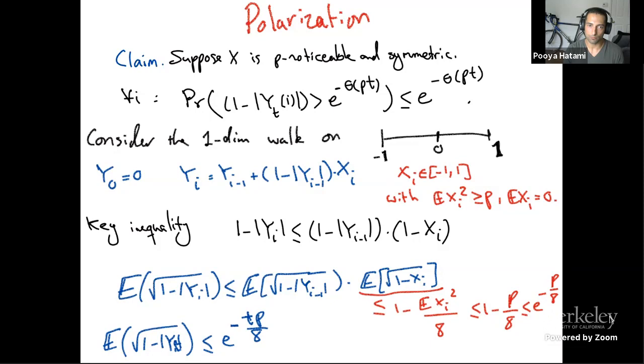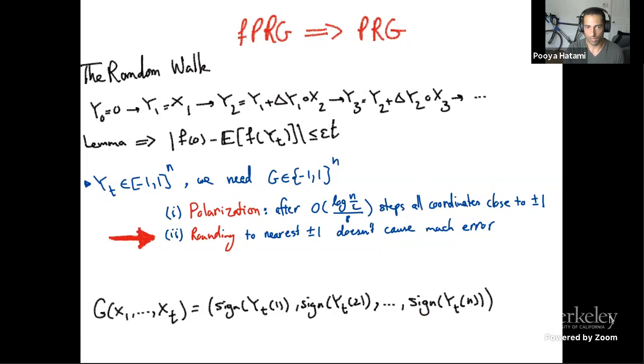And as I said, we can take T to be sufficiently large, and after log n over epsilon over p steps, all of the coordinates will be epsilon over n close to 1 or minus 1. So how does rounding work?